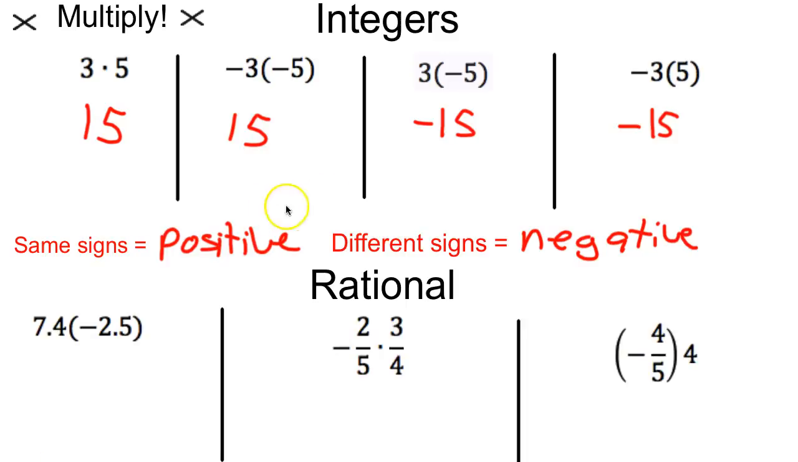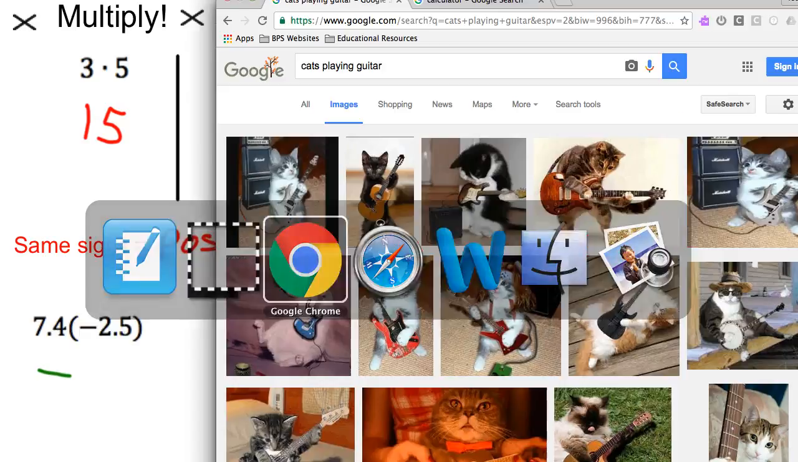When we're multiplying rational numbers, the same positive and negative rules apply, but we need to pay attention to what type of number we're multiplying. Over here we have 7.4 times negative 2.5. The first thing I know is this is going to be a negative answer because we have one positive and one negative, so those are different signs. What I'm going to do is put it in my calculator, see what we get.